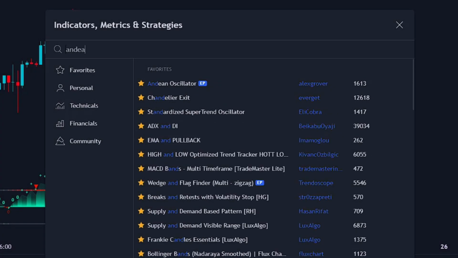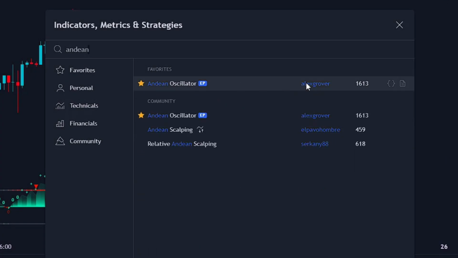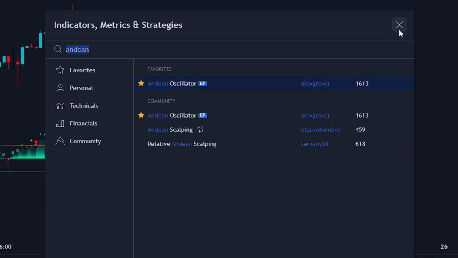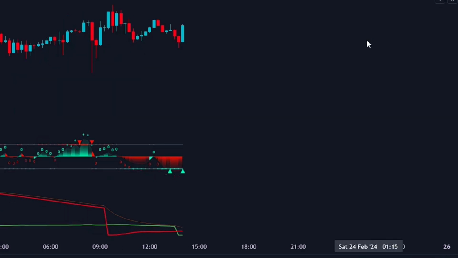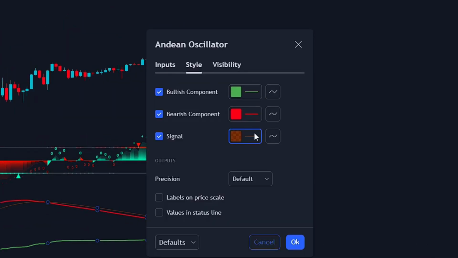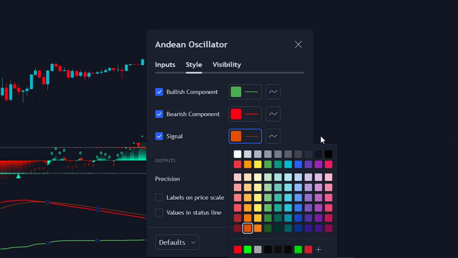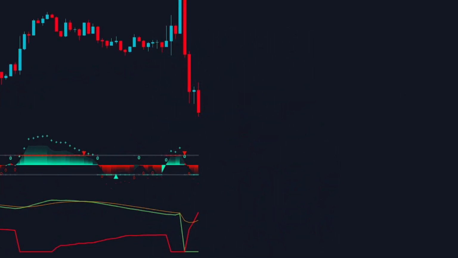All right, let's break it down. We're combining our AI Adaptive Money Flow Index with another powerful indicator called the Andean Oscillator. This bad boy helps us spot trends in both trending and non-trending markets, making it the perfect sidekick for our money flow index. Here's how it works: when the red line of the Andean Oscillator crosses above the orange line and our money flow index histogram isn't in oversold territory, that's our cue to enter a short position.